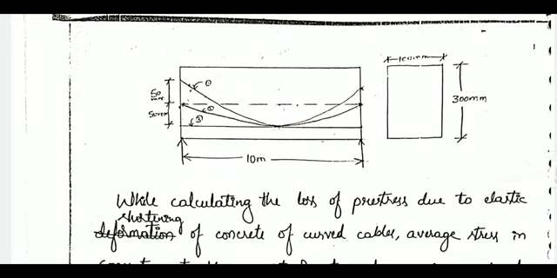So in this problem you need to remember one more formula. While calculating the loss of prestress for parabolic cables, we need to take the average stress while calculating the sigma c value, that is stress in concrete at the level of steel. We need to consider the average stress in concrete. So average of what? Stress in concrete at support and stress in concrete at mid span.